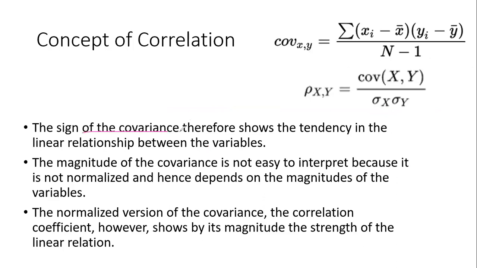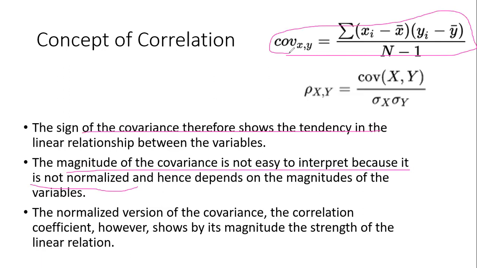So the sign of the covariance shows the tendency in the linear relationship. If one is increasing and the other is increasing, it's positive. If one is increasing and the other is decreasing, it's negative. So that's a linear relationship. We can't go more than that. But the magnitude of the covariance is not easy to interpret because it is not normalized. It is not normalized with respect to the standard deviations.